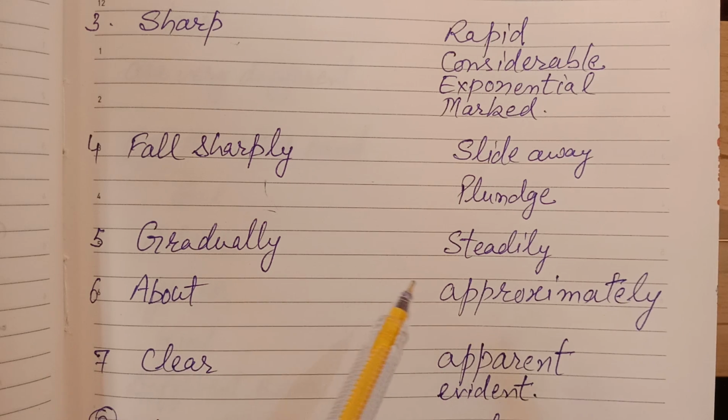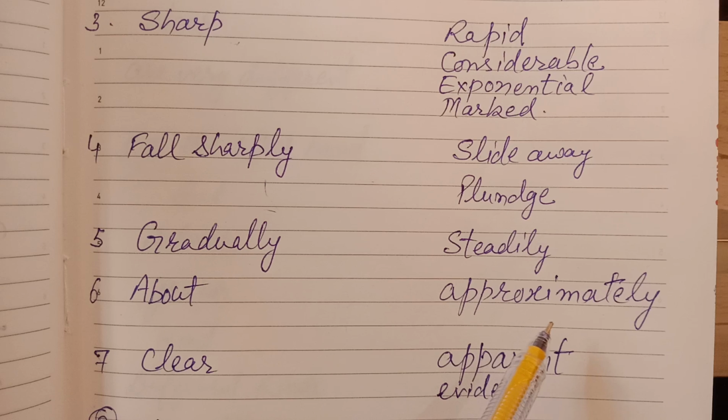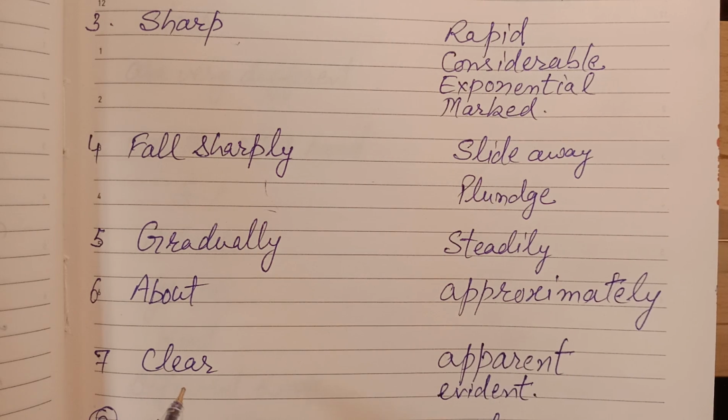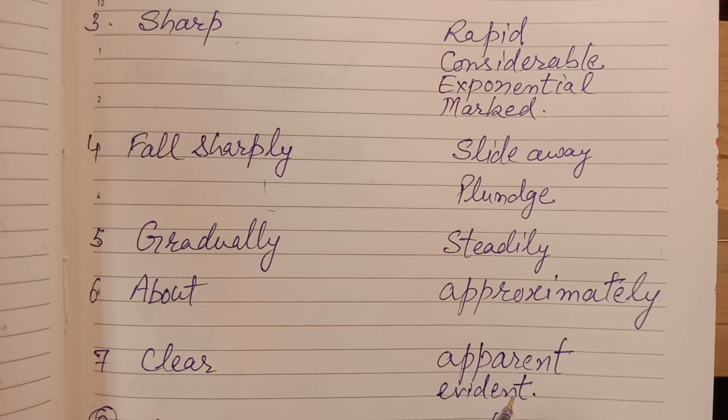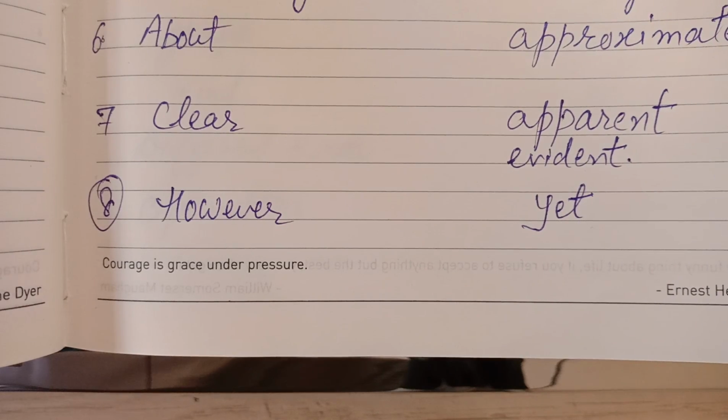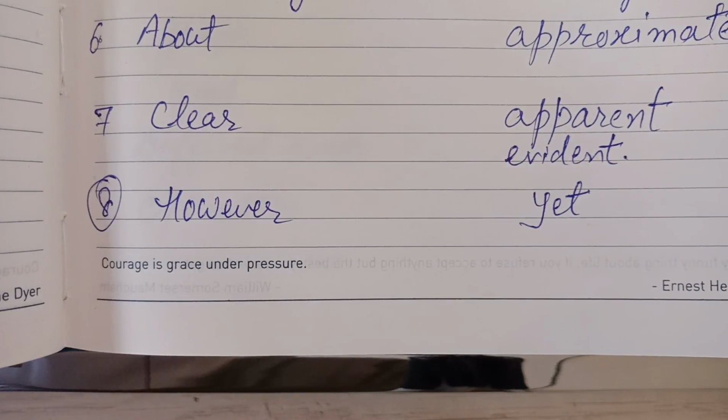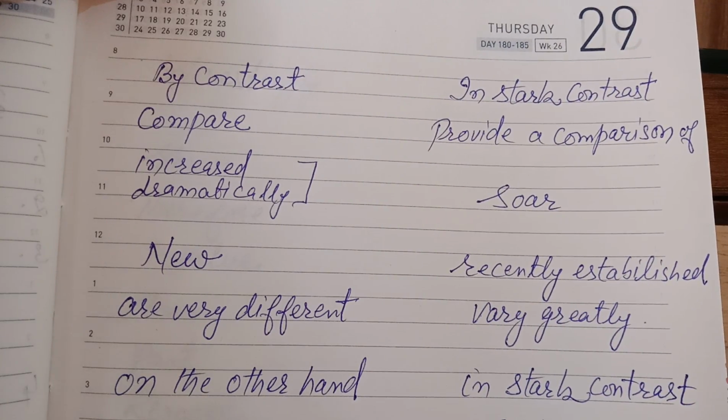Gradually should be written as steadily. That is much better. About can be replaced with approximately. Clear should be written as apparent or evident. Apparent and evident are better than clear. However, should be written as yet. So there are more words I have written here.